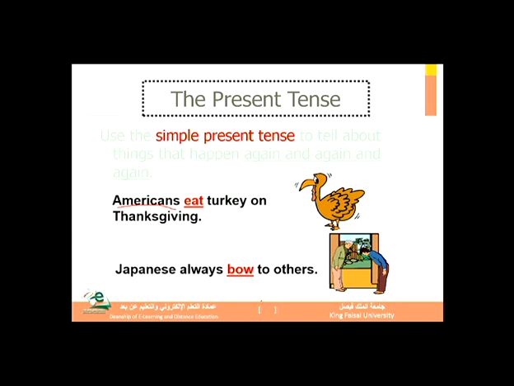Also when I say for example, Japanese always bow to others. Okay? Japanese always bow to others. إن مثلاً أحد العادات في اليابان إن عند مقابلة الشخص الآخر شنو they bow بهذه الصورة. Okay, هذه أحد طرق للتحية عند اليابانيين. Also for example نقدر نغير هالجملة ونقول مثلاً Arabs always salute others. Salute بمعنى يسلمون أو يحيون الطرف الآخر. Okay. So this describes things that happen again and again. Again, هذه عادة تحدث دائما ودائما ودائما.